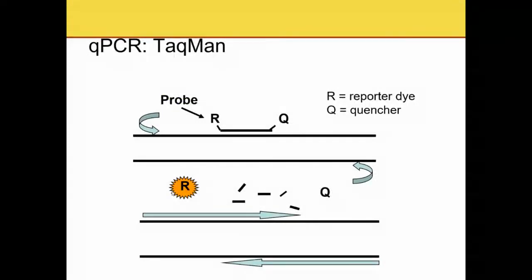And then, of course, you can use TaqMan, which is more specific, and they involve an extra probe. So as soon as you synthesize a new DNA strand, they will degrade the probe and release the reporter dye, the signal, so that you can detect.